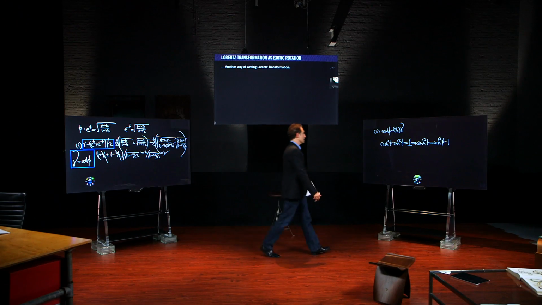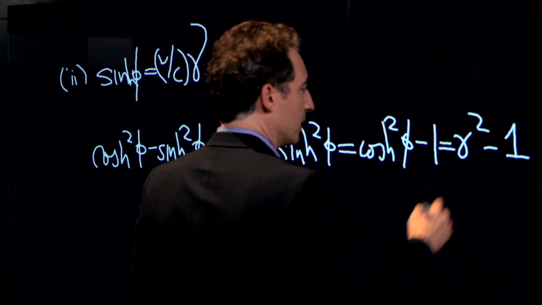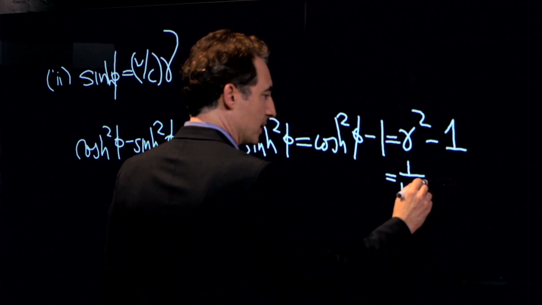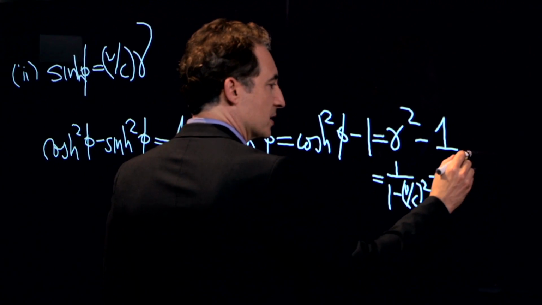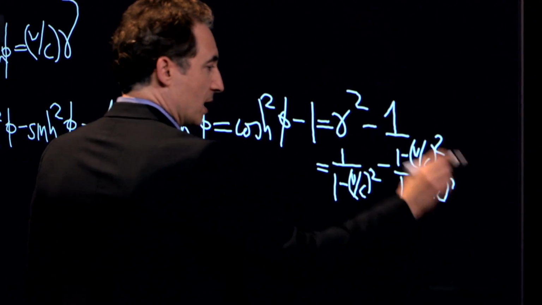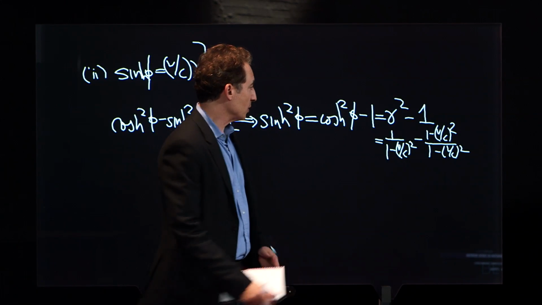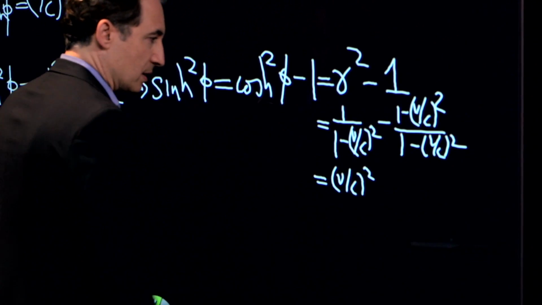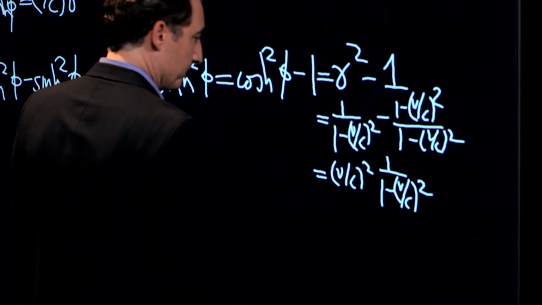So we can plug that in this expression here and write this as gamma squared minus 1. Gamma squared, of course, is 1 over 1 minus (v over c) squared. If we want to subtract off 1, we can do that by subtracting off (1 minus (v over c) squared) over 1 minus (v over c) squared. And as you see, the 1 will cancel against the 1. The minus sign will turn that into a plus sign. And we will be left with (v over c) squared times 1 over 1 minus (v over c) squared.